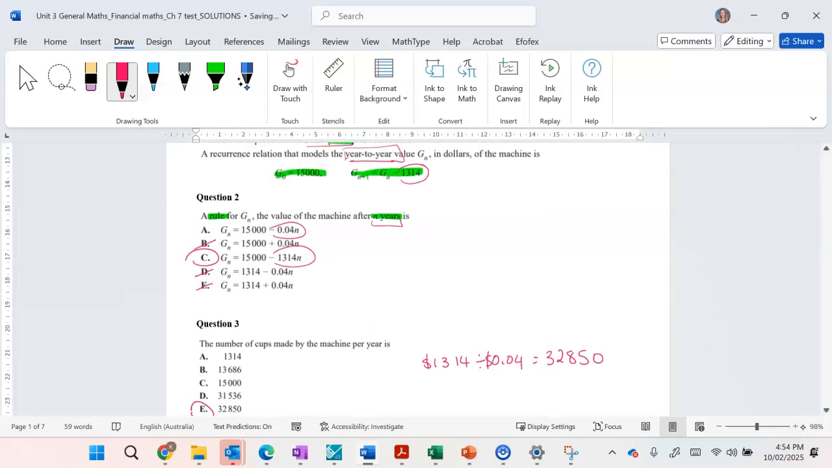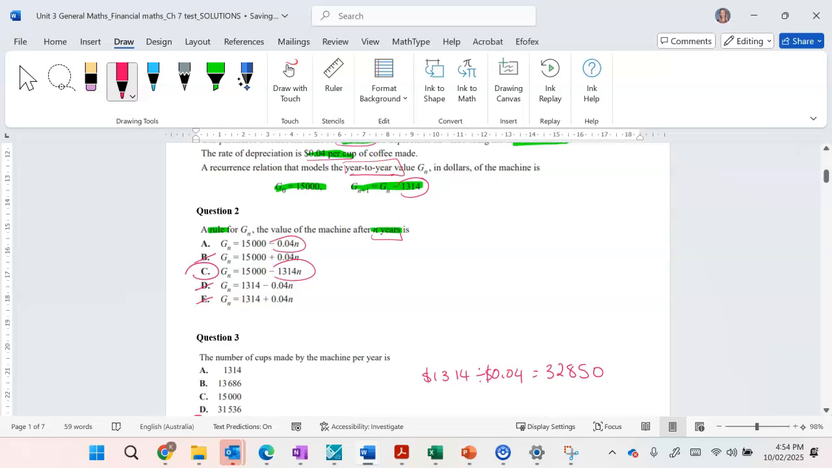Just before we move on to question 4, you're probably thinking, well, why is it doing per year when it's a unit cost? All right, so if you start thinking about just doing a recurrence relation or a rule using the unit cost, you're going to go very high with your values of n because it's just 4 cents each time. Obviously you wouldn't be selling exactly 32,850, but if you were owning a coffee shop and depreciating this coffee machine, that would be approximately how many you would make in a year, which would then give us a depreciation of 1,314.